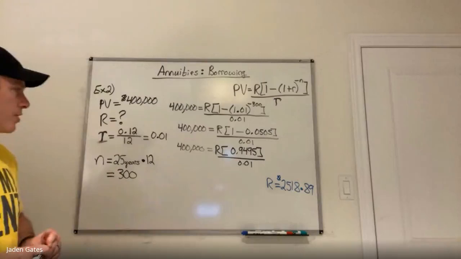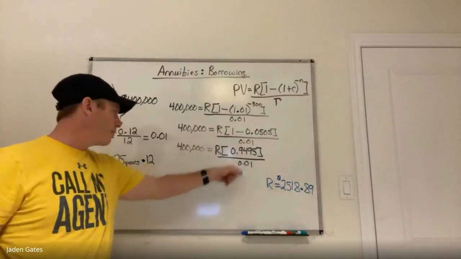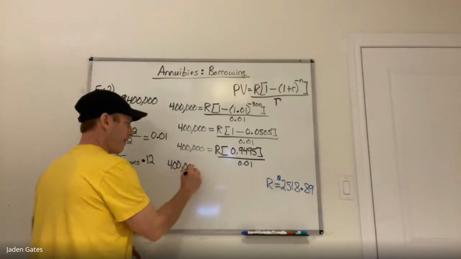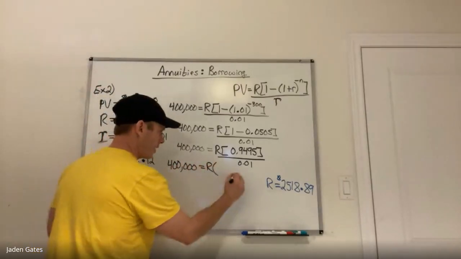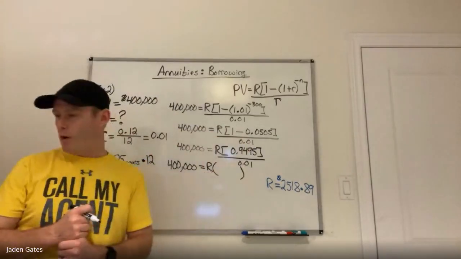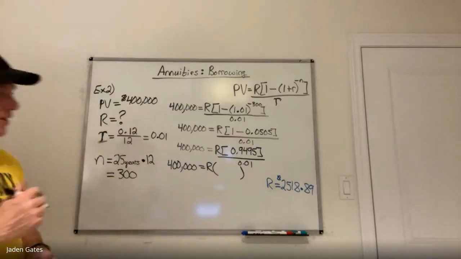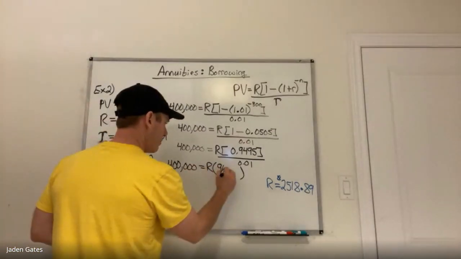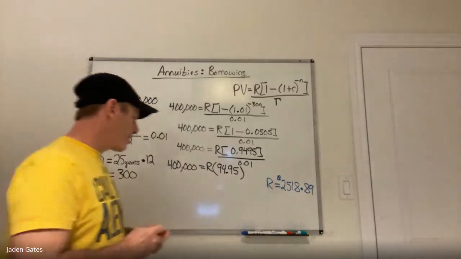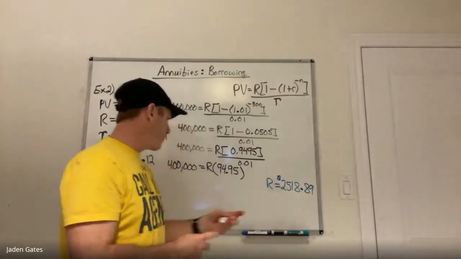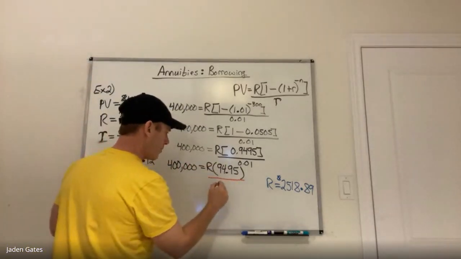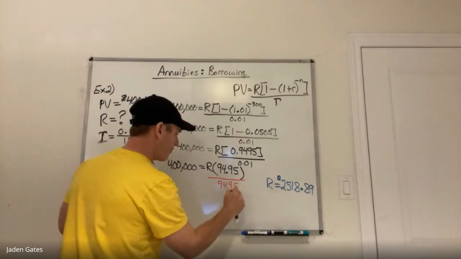So again, just like last time, I'm going to combine these two numbers. That's where I always say students get stuck. So I have R, and I take that 0.9495 and divide it by 0.01. I think I'm just going to get 94 something. It is 94.95. Now my last step, I'm going to divide by my numerical coefficient here. So I'm going to divide both sides by 94.95.